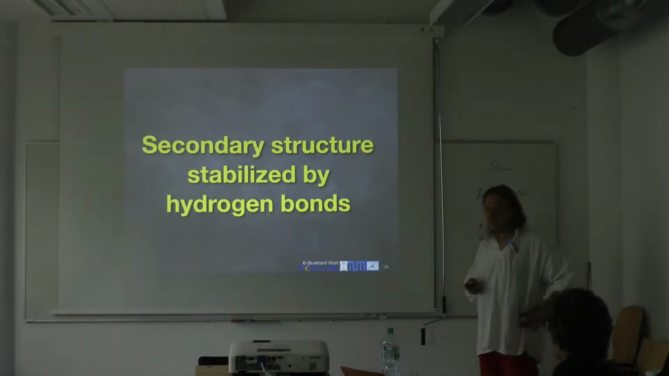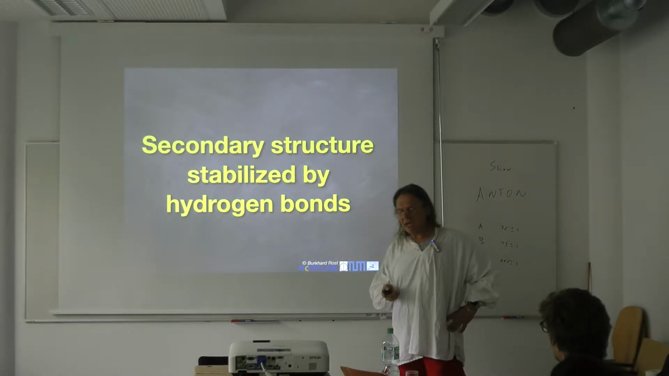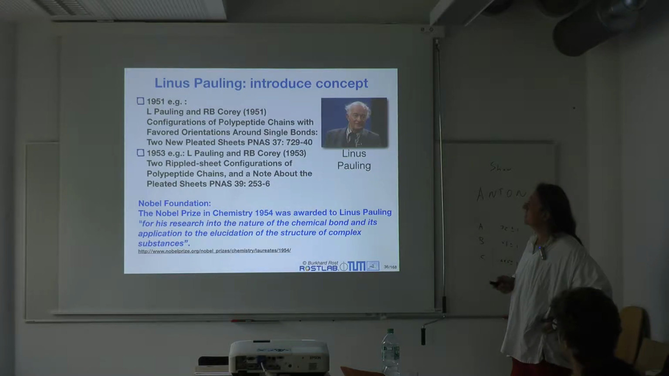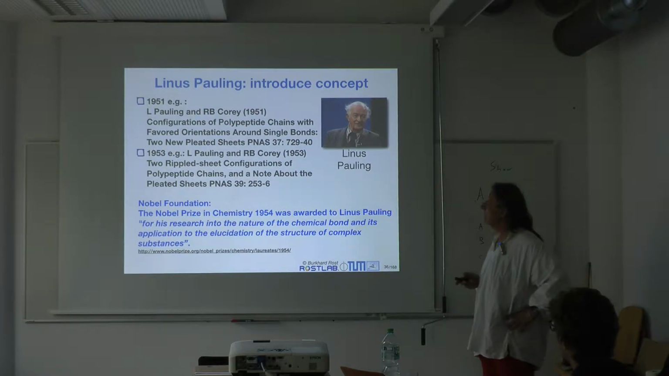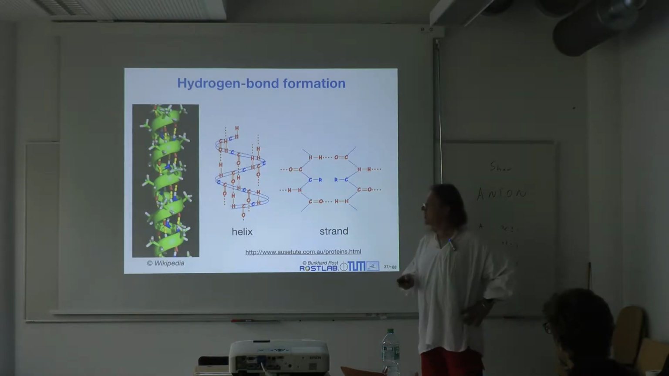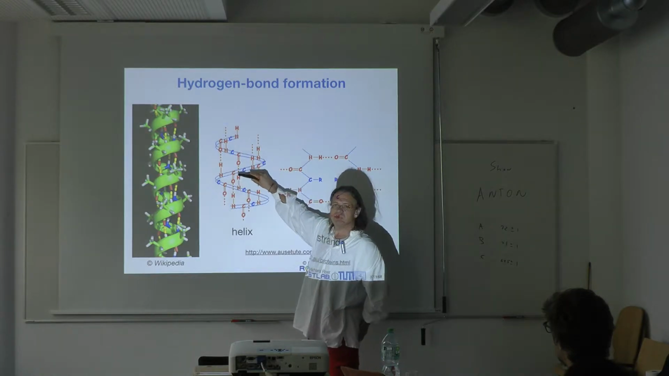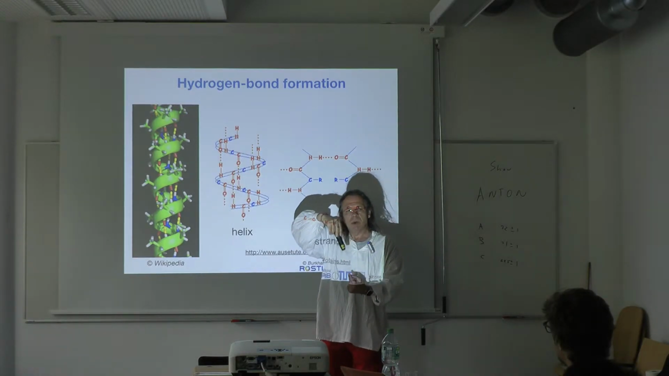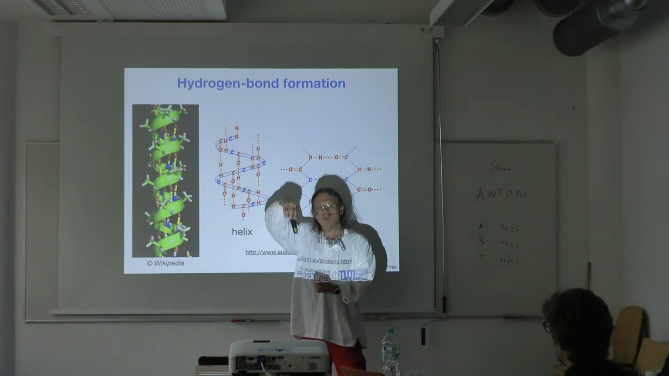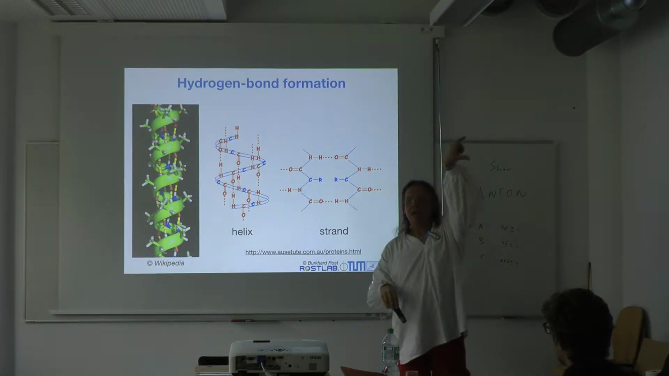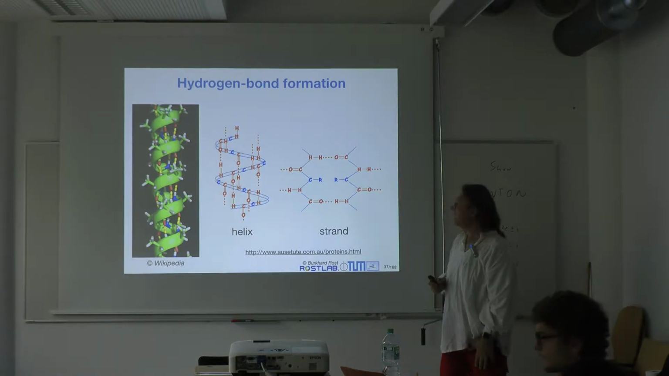You look at secondary structure. Secondary structure is stabilized by hydrogen bonds, and that ultimately is a statement that was first proposed by Linus Pauling and got him the Nobel Prize in Chemistry in 1954. So essentially you have a hydrogen bond formation between residue I and I plus 4, and I plus 1 and I plus 5, and I plus 2 and I plus 6. So you have essentially to every fourth, and that creates the helix.